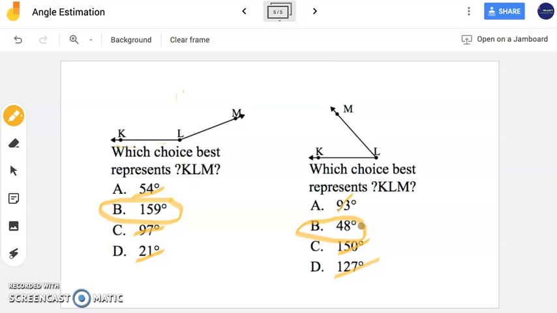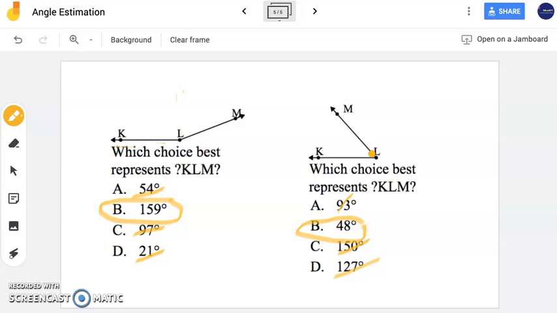However, when I look back at the given angle, I would estimate that this is about 50 degrees. We're about halfway between 0 and 90, so the halfway point would be 45. It looks a little bit greater, so maybe about 50 degrees. Maybe I could even say somewhere between 45 and 50 would all be excellent estimates. When I look at my answer choices, the only choice is 48 degrees. That would be a good answer. So therefore, 48 degrees is the answer to this question.